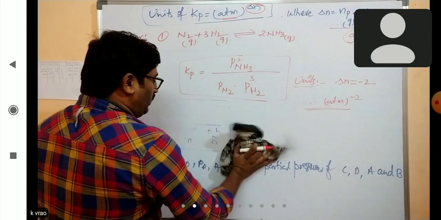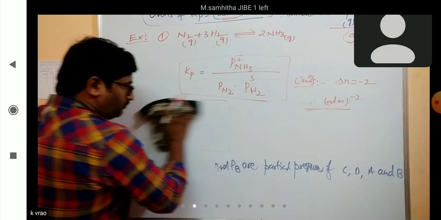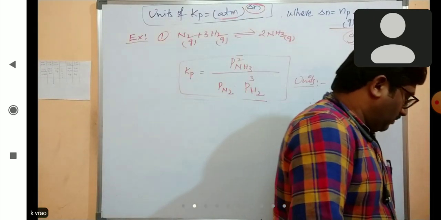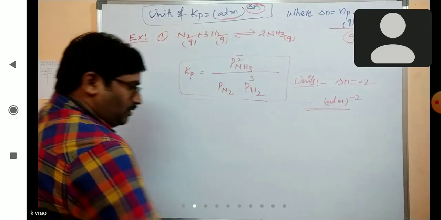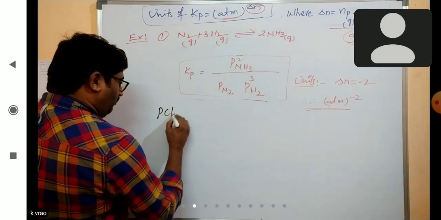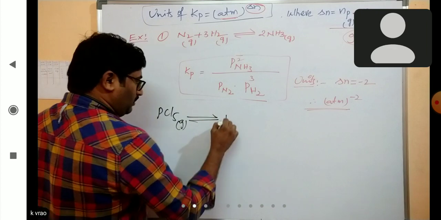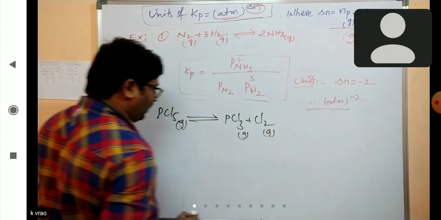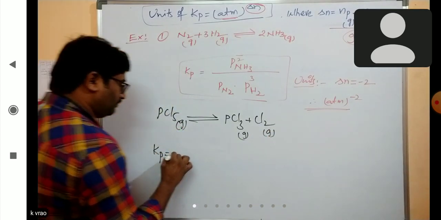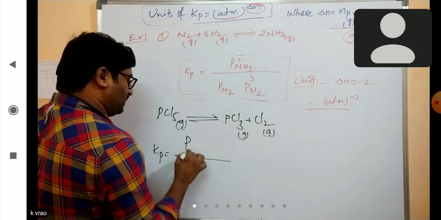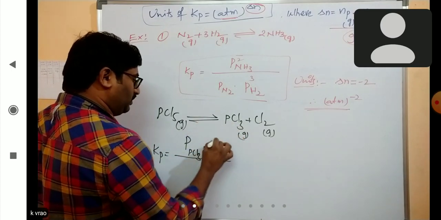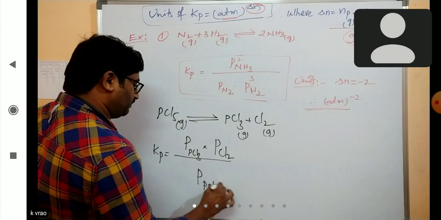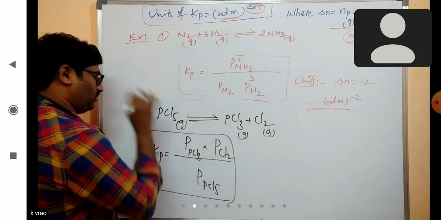So one more example. I will give one more example. PCl5 gas gives PCl3 plus Cl2 gas. Cl2 and PCl3 both are in gas. So the Kp expression is equal to partial pressure of PCl3 into partial pressure of chlorine gas by partial pressure of PCl5. This is the Kp expression for this reaction.